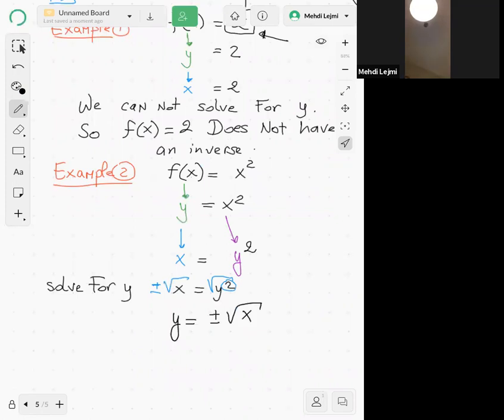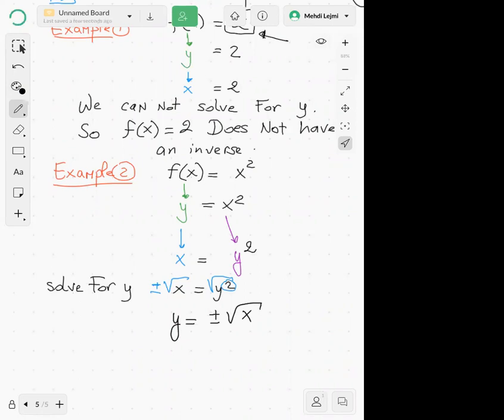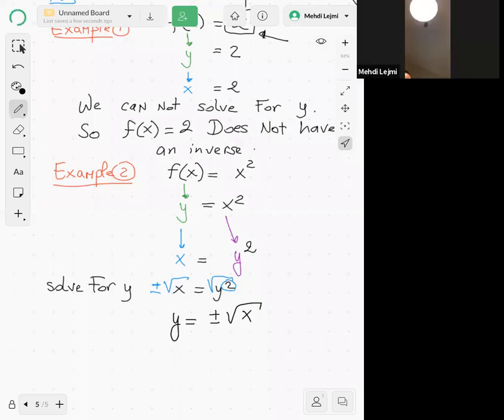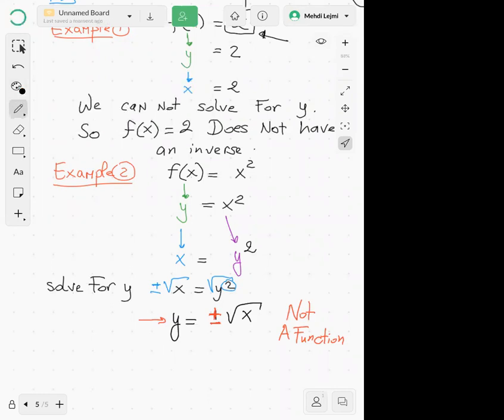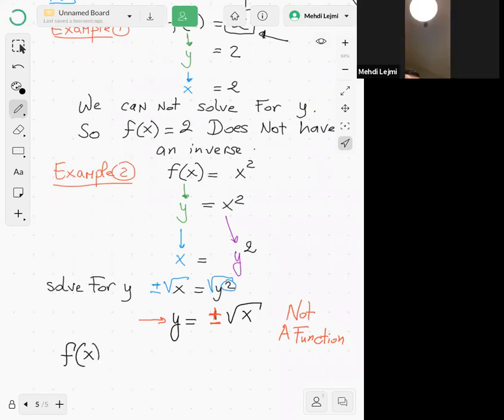Well, this is supposed to be the inverse, but this is not a function. Remember, guys, y equals plus or minus square root of x. Because of the plus or minus, you have two possible outputs. This is not a function because we have two possible answers. This is supposed to be my inverse, but it is not a function. So in this case, f of x equal to x squared doesn't have an inverse.